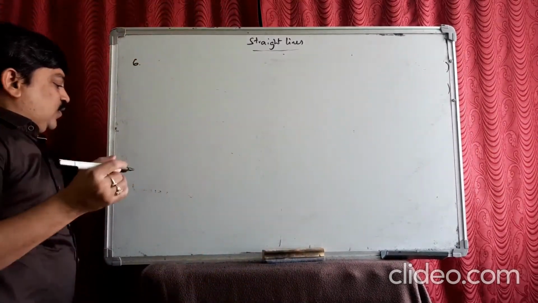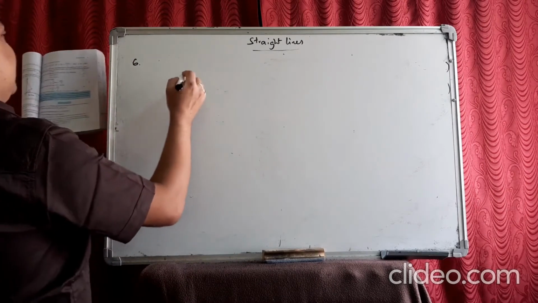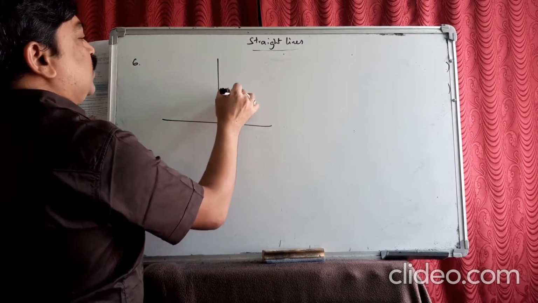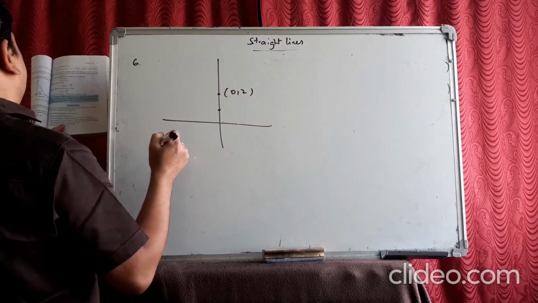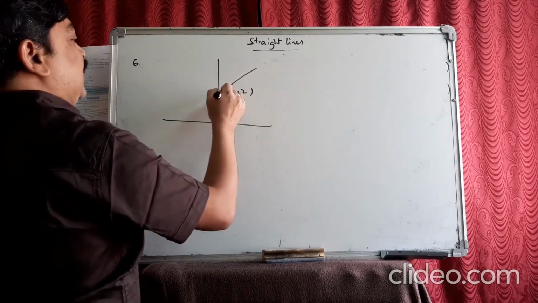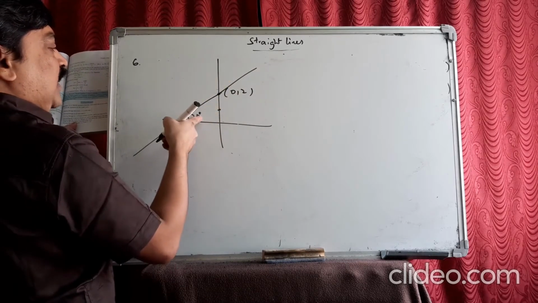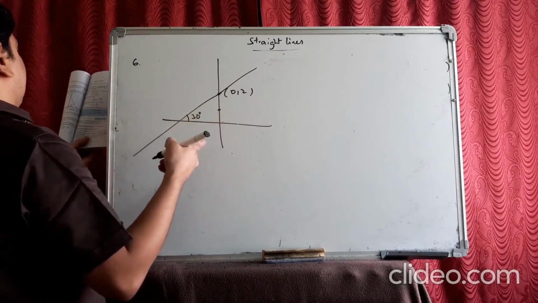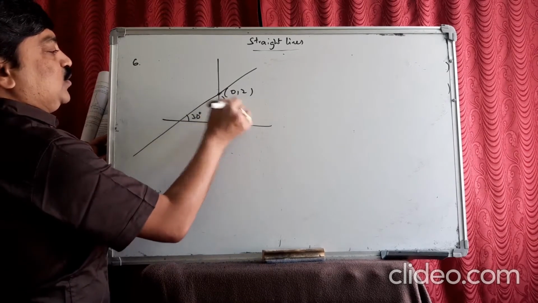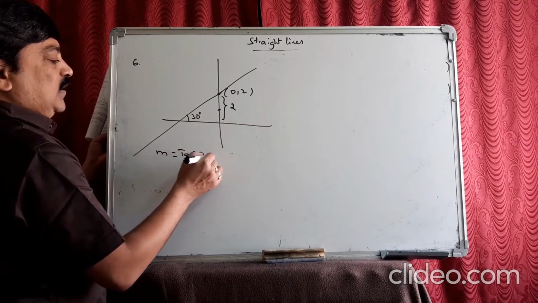Now look at the sixth question. Intersecting y-axis at a distance of 2 units from origin. See, it is intersecting 2 units above the origin, (0, 2), and making an angle of 30 degrees with the positive direction of x-axis. So it will be like this. So you have the slope of this line, and also 2 units above the origin. That means the intercept is 2, and you have m equal to tan 30. Tan 30 is 1 by root 3.